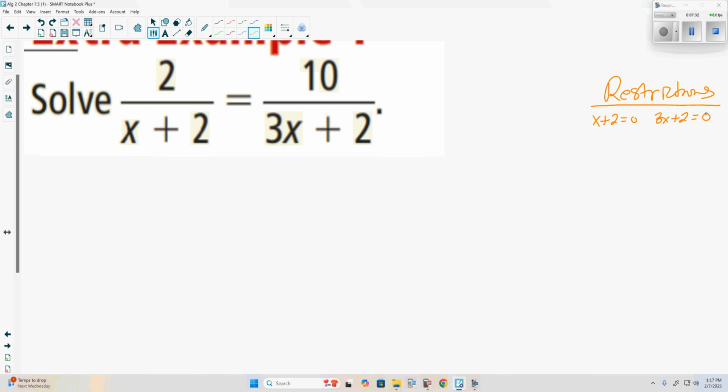So there's two places that the denominator can be 0. Either x plus 2 is 0, or 3x plus 2 is equal to 0. With our x plus 2, to see what value of x will make it be 0, we can subtract 2 from both sides, telling us that x is equal to negative 2. X cannot be negative 2, because if x is negative 2, one of the denominators will be 0.